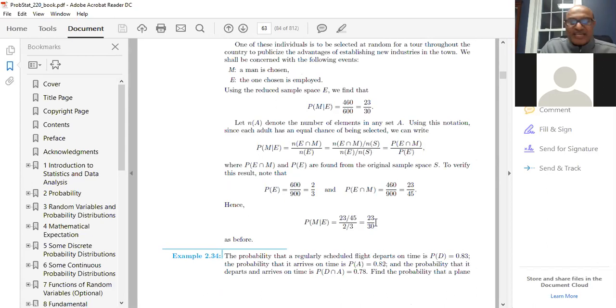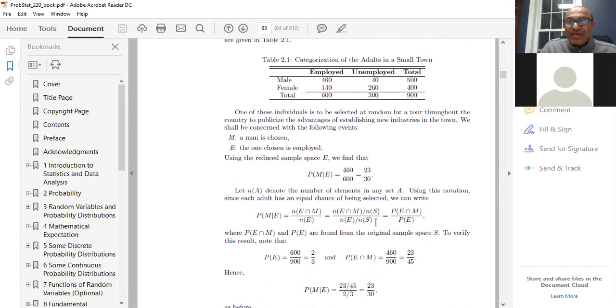I can just twist the example slightly, that suppose I am looking for the probability of a female, those who are employed. So instead of man, now female, I would like to denote capital F for a female is chosen. The female is chosen, right? How many, probability of female?